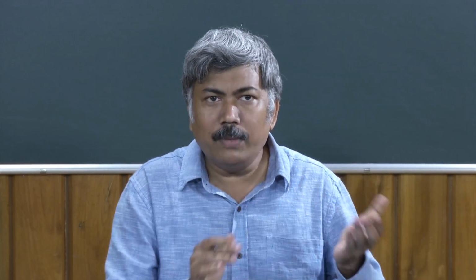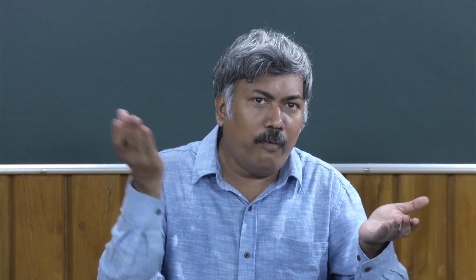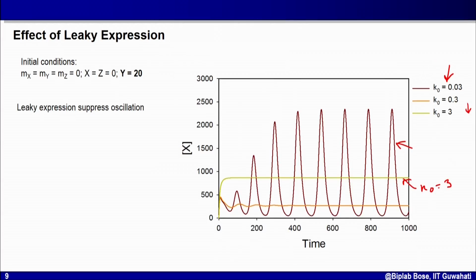Remember, the repressor activity is there in the Hill function, which is separate from the promoter, the leaky expression. So if the leaky expression increases with respect to the induced expression, then the effect of the repressor gets nullified. So I do not get any oscillation. So in this system, I have to reduce leaky expression to get the limit cycle oscillation.